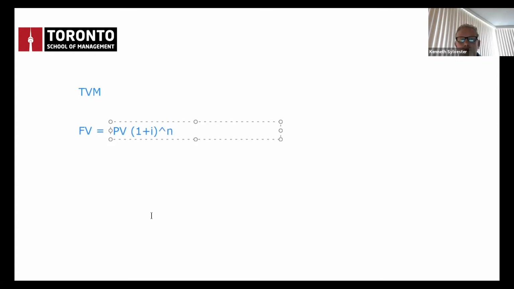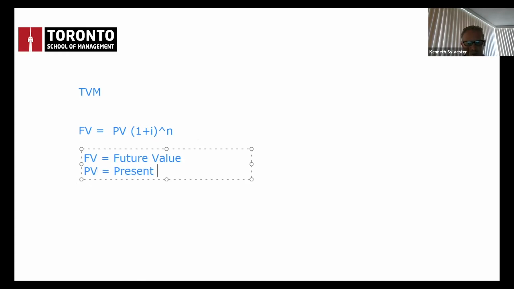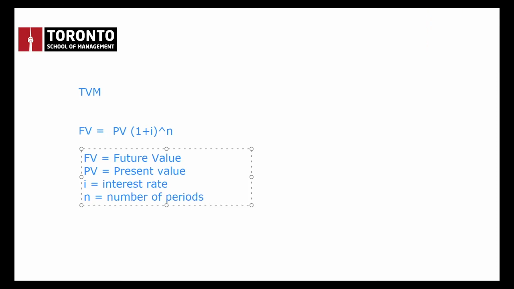This is what's known as the future value calculation. So FV stands for future value. PV stands for present value. I stands for interest rate. And N stands for number of periods.